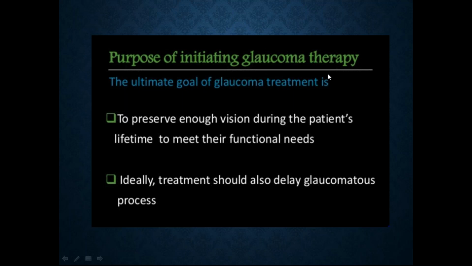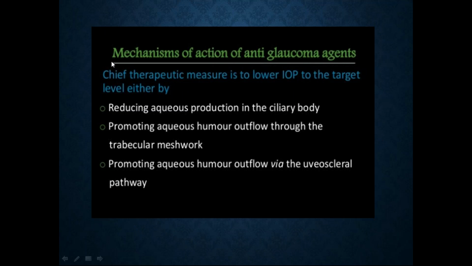So why do we start anti-glaucoma drugs, and what is the goal of giving them? What do we have to achieve? It is mainly to preserve the vision. We can't do anything about vision which is already lost, but at least we can delay or stop the progression of vision loss or further optic nerve damage. It should also delay the glaucomatous changes in the optic disc and restore the vision to the patient.